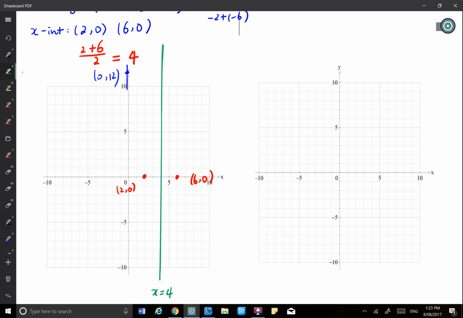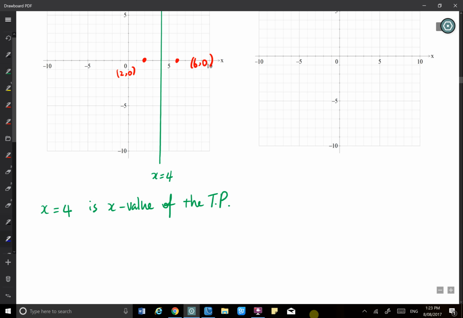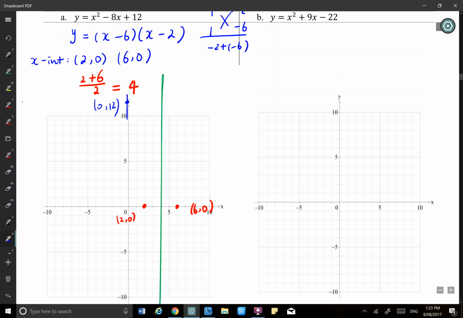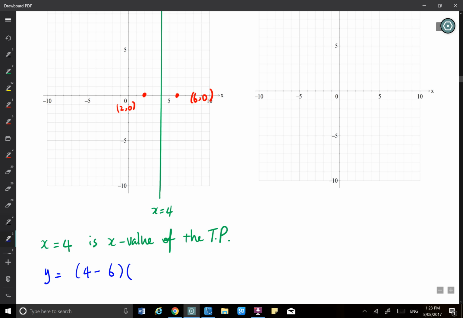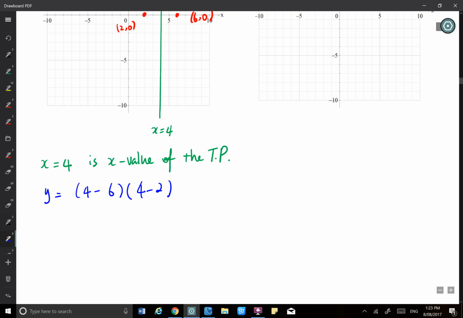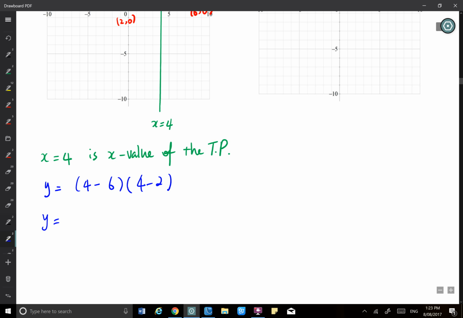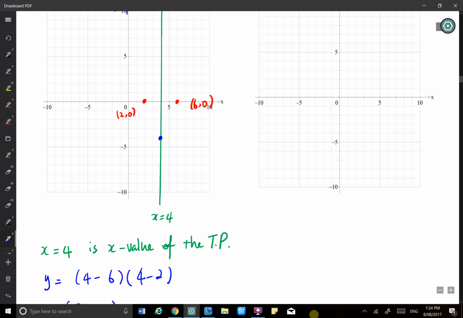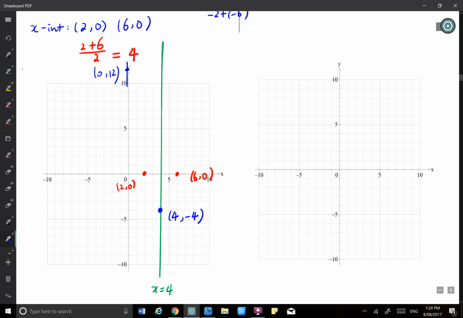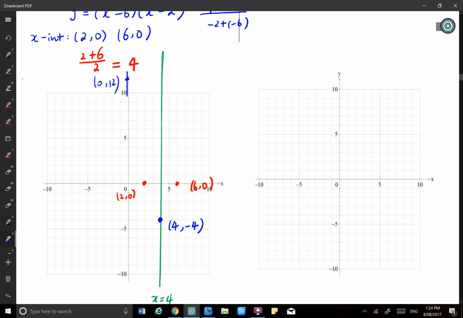So y, you substitute 4: it's 4 minus 6 times 4 minus 2. You can substitute into the original one, but I think the factorized one will be easier to calculate. That's y equals minus 4. So (4, -4) is the point here, the turning point. The turning point must exist in the middle.